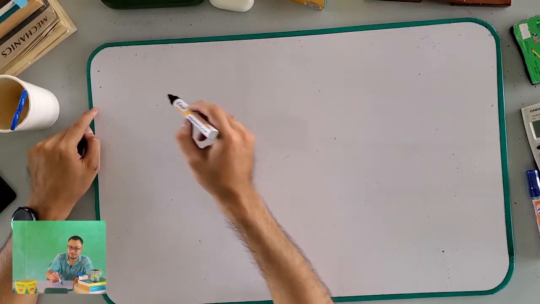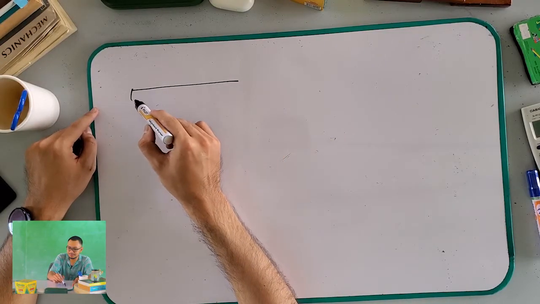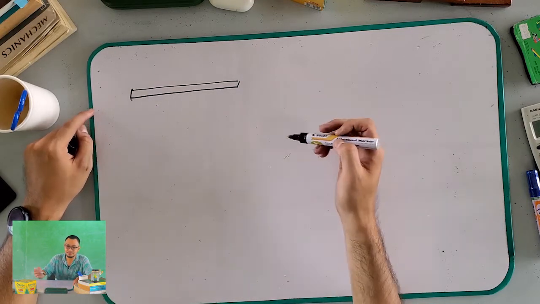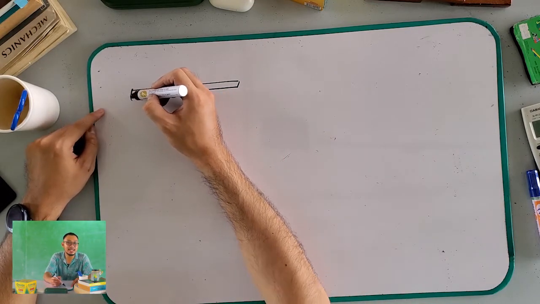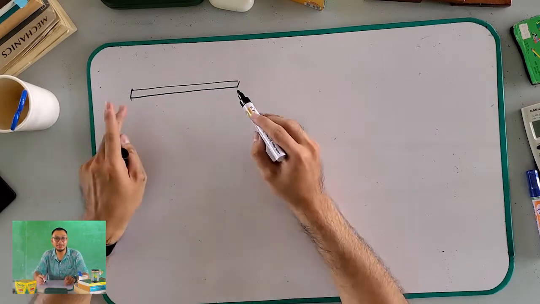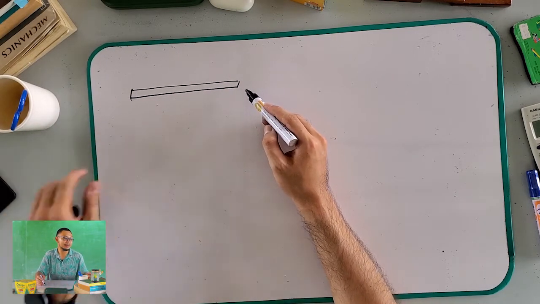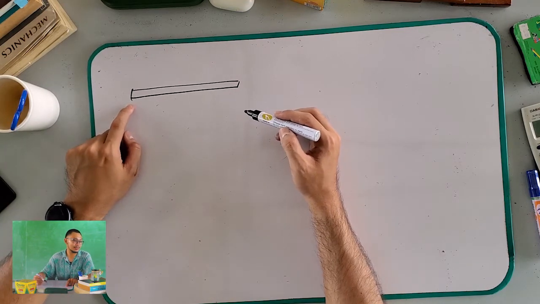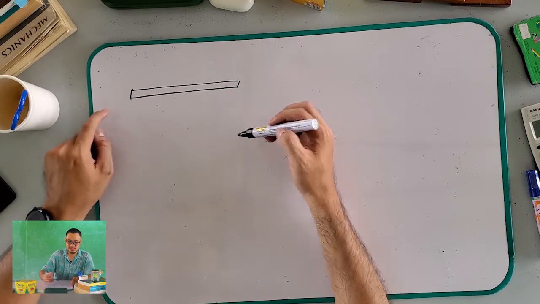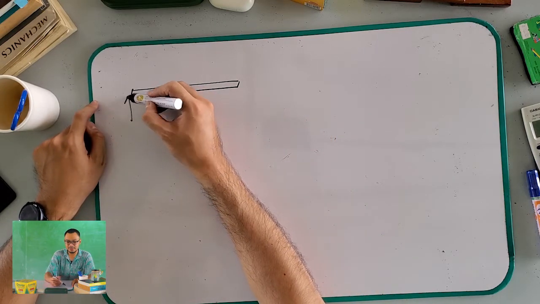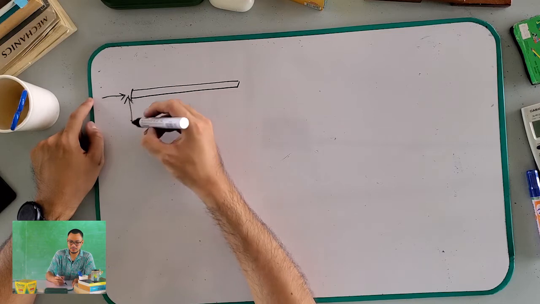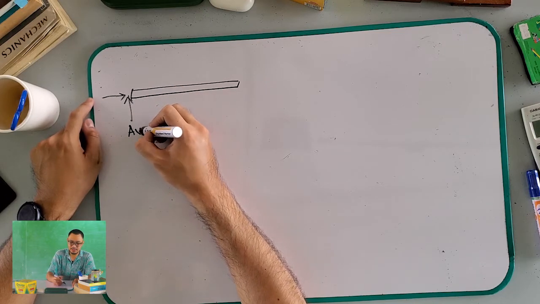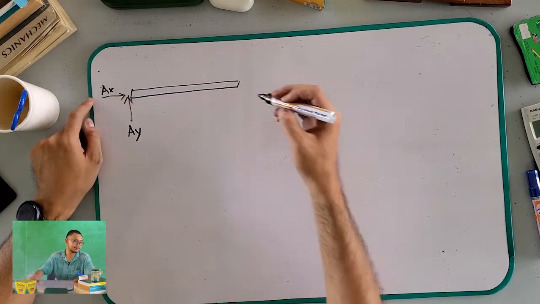Okay, let's try to answer this one. Again, what we will do is draw the beam, the free body, and show the external forces. Since point A is supported on a pin, what restricts it are the X and Y, so AX and AY.